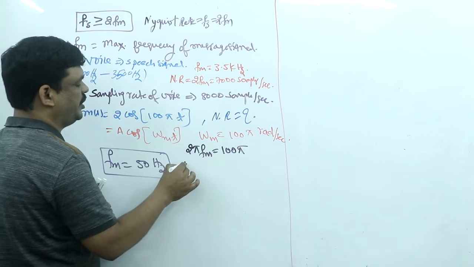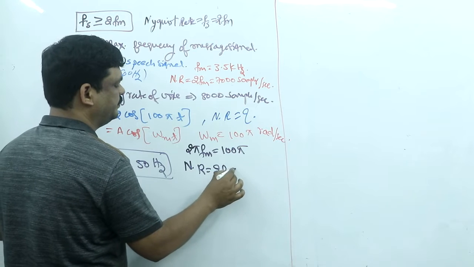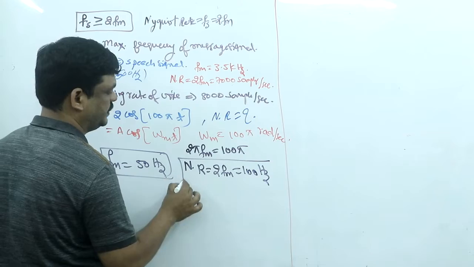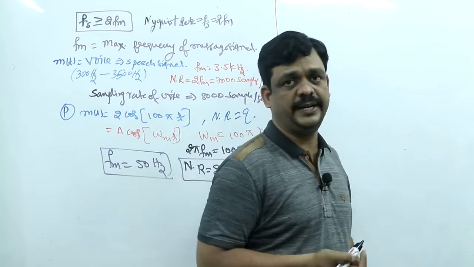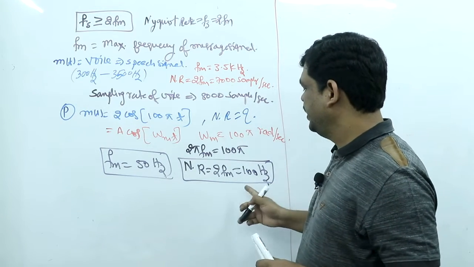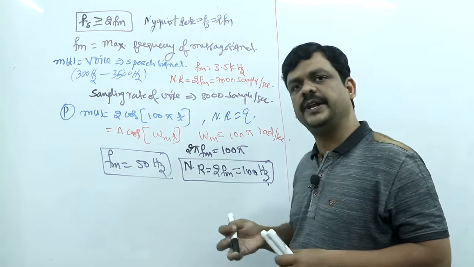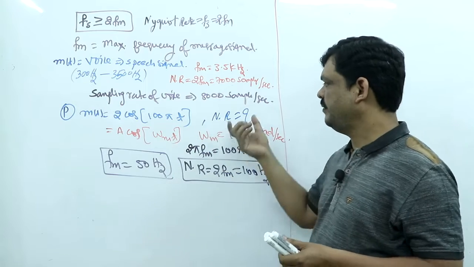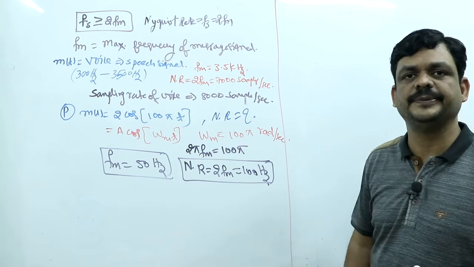Then we want the Nyquist rate. The Nyquist rate is equal to 2 into Fm, which becomes 100 hertz. So from the given signal, the Nyquist rate is 100 hertz. If you want to write it in terms of radians per second, multiply by 2 pi. That depends on the given question. Here we want the Nyquist rate in terms of hertz, which is why I wrote it like this.